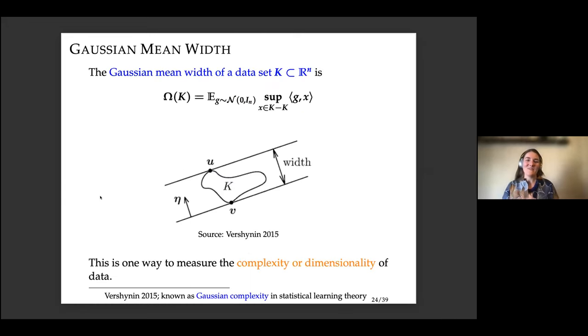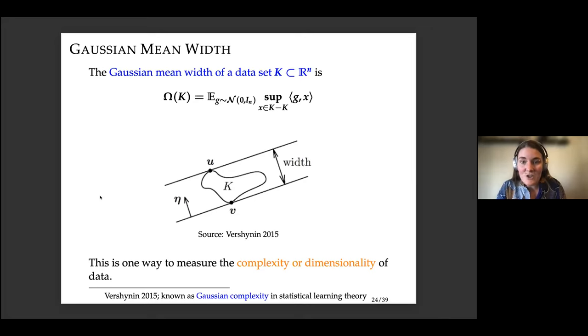Okay, so let's move on to another little nugget in our potpourri. And it's just using Gaussian mean width. So I think there's a number of people in the audience who have done a lot with compressed sensing and high dimensional geometry. So this is just a tool that is well known in the community. But if you're not familiar with it, this formula belies the simplicity of it.